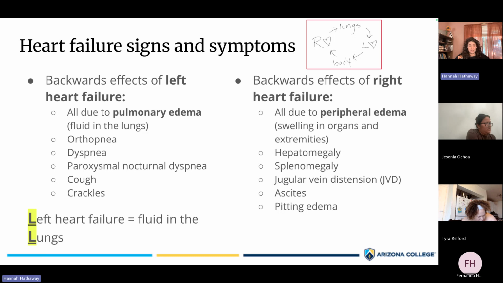Oftentimes when you see a picture of someone with ascites, they almost look pregnant, like they're so full of fluid in their abdomen. And then pitting edema, same thing. You just have to remember that the pitting we're talking about is in the legs. So that's swelling in the legs. I know it's a lot of things to remember, but hopefully given that framework that can help a little bit.